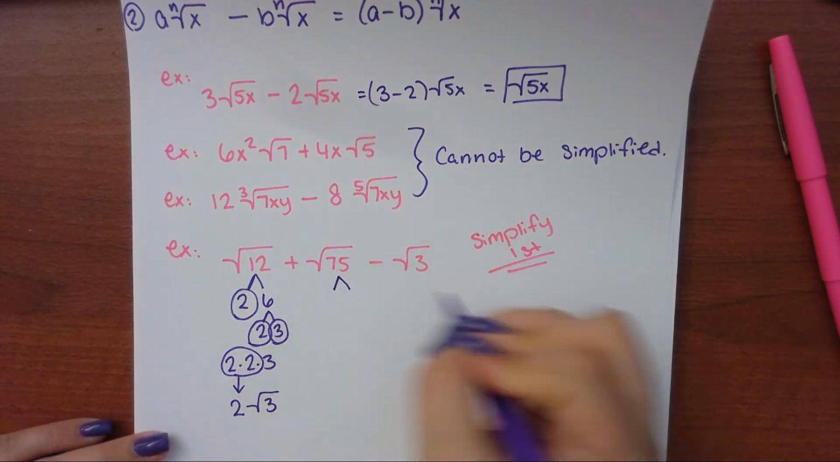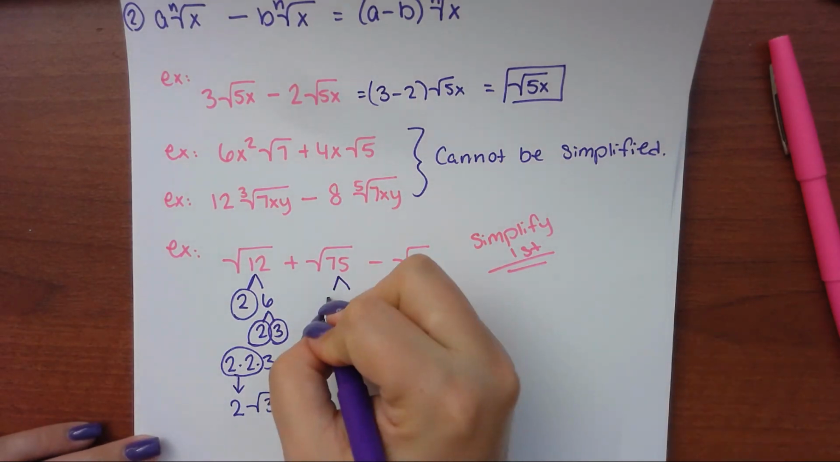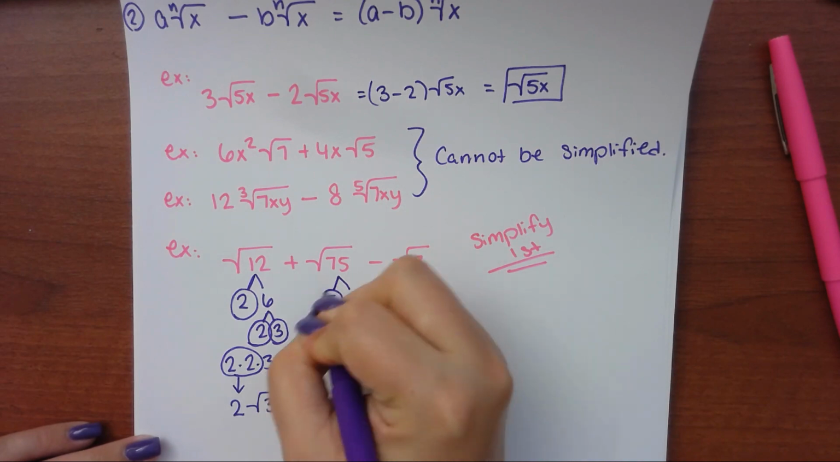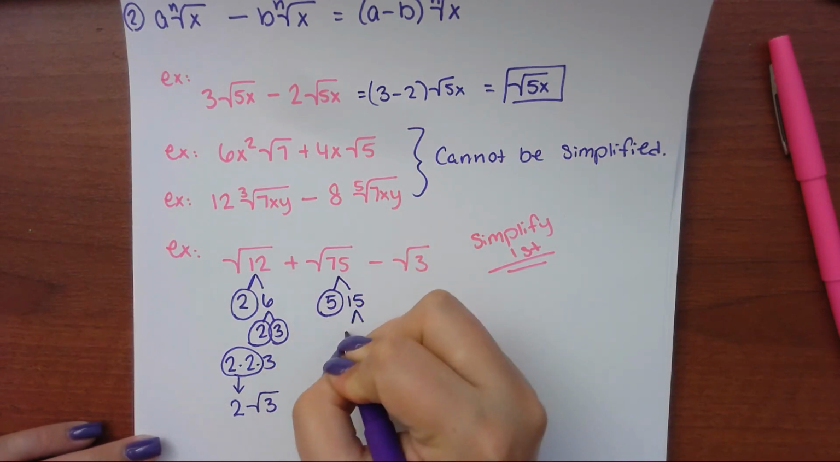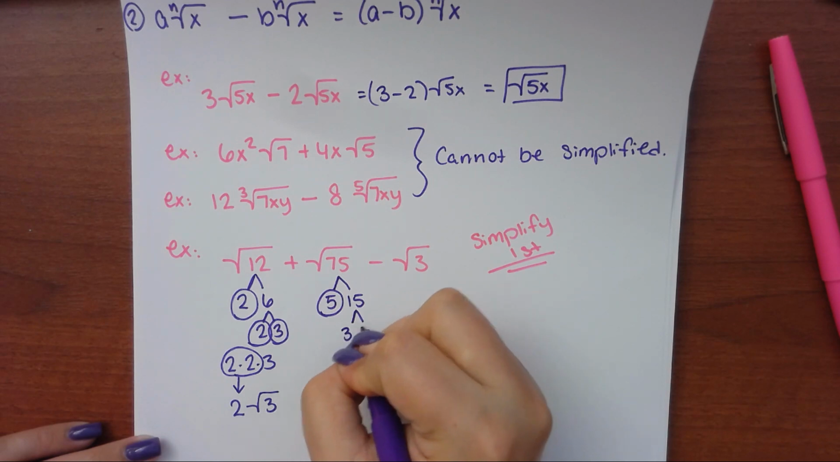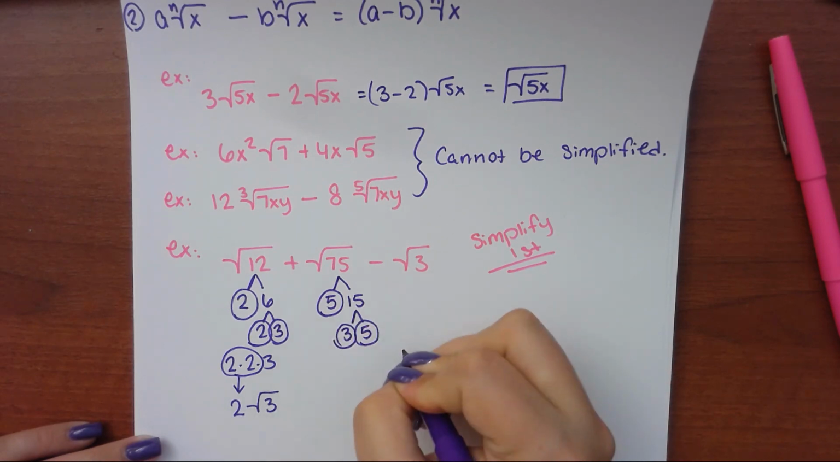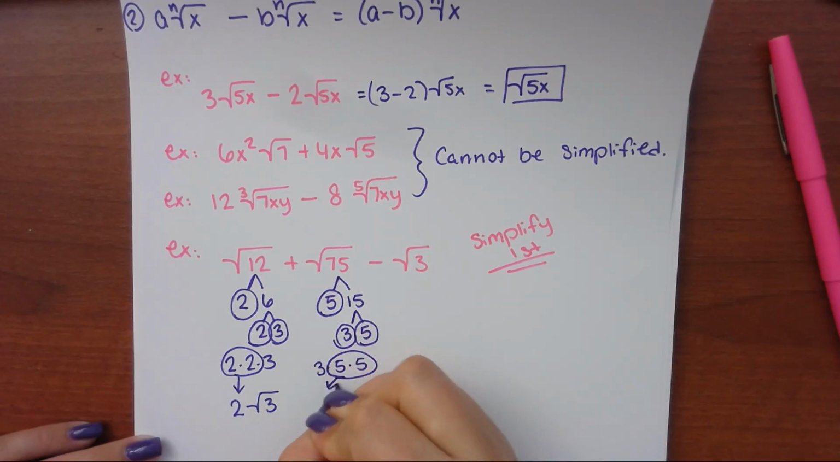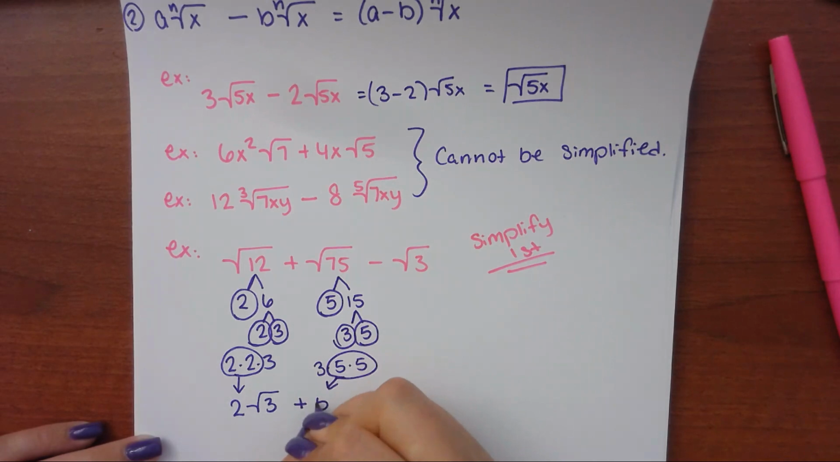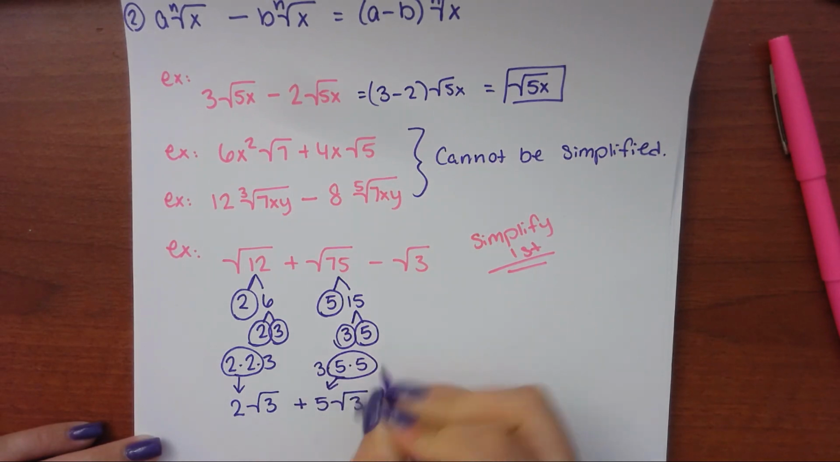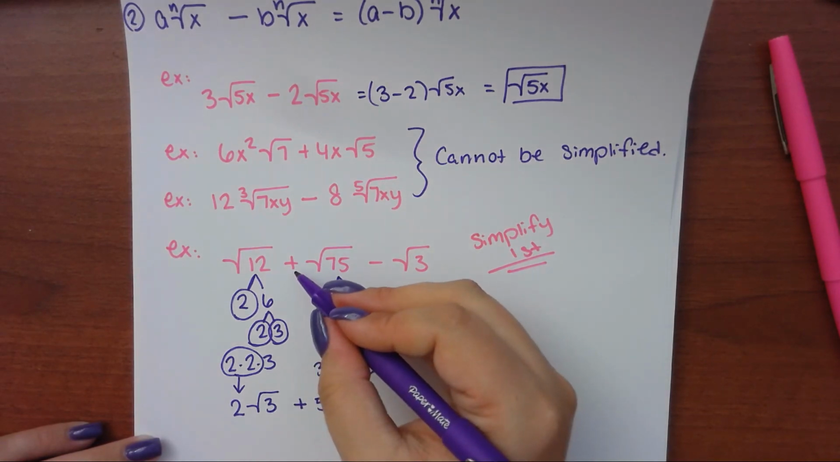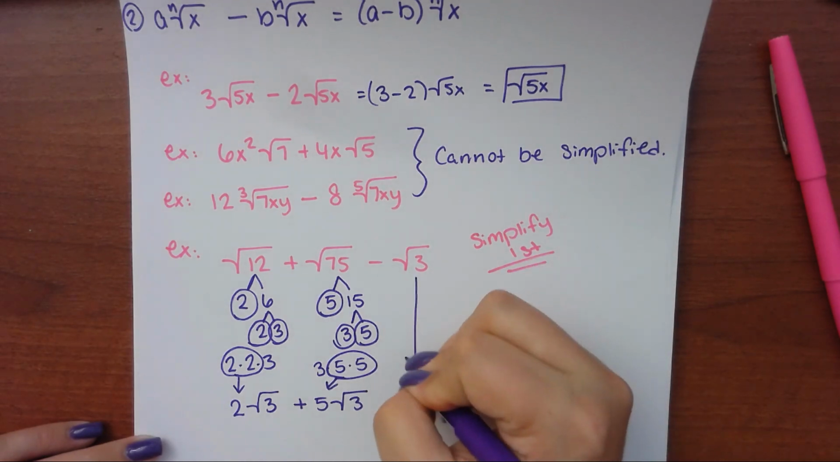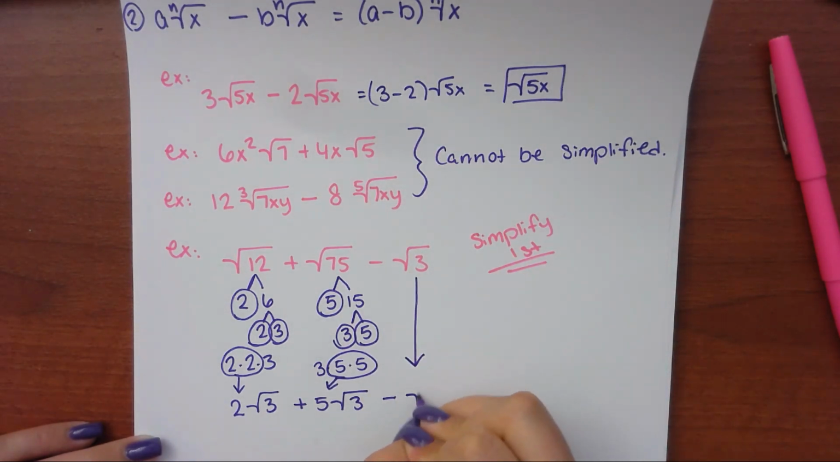Let's do the same thing with 75, which is 5 and 15. 5 is 5, 15 is 3 and 5. This would give me 3 times 5 times 5. I would circle the pair of 5s. So this is plus 5 square root of 3, a plus because the plus is on the outside here. And then this last one doesn't need to be simplified. It's already simplified, so minus the square root of 3.